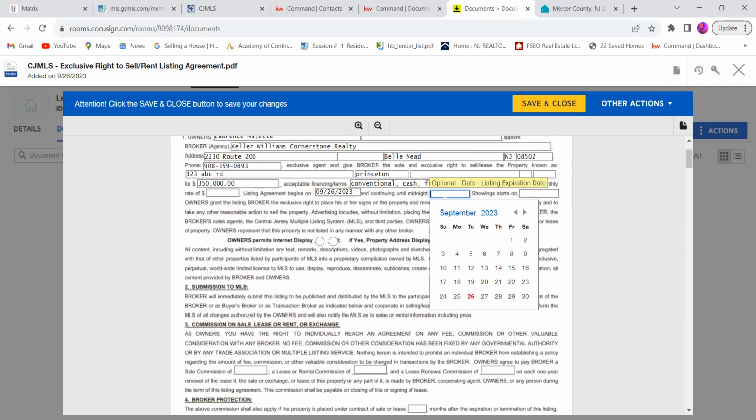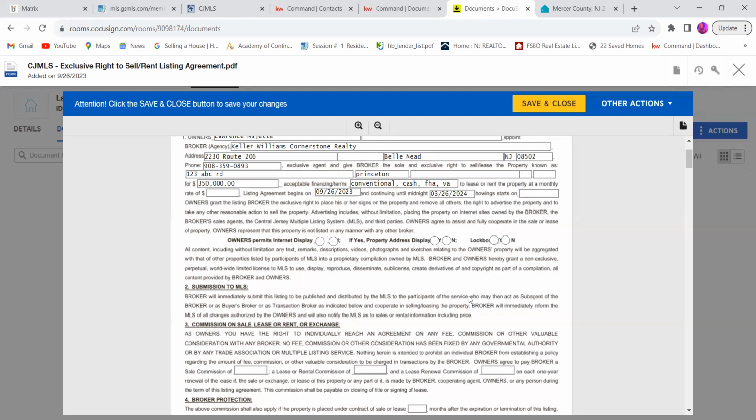Absolutely. Your listing agreement should be no shorter than 6 months. So 1, 2, 3, 4, 5, 6, on the same day. If that day isn't a weekday, then find the next weekday. But your agreement should last for at least 6 months, because you never know how long it's going to take you to sell a home.